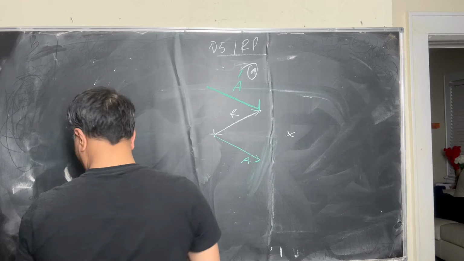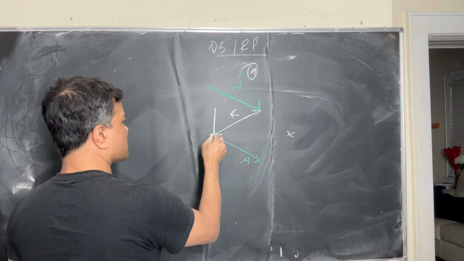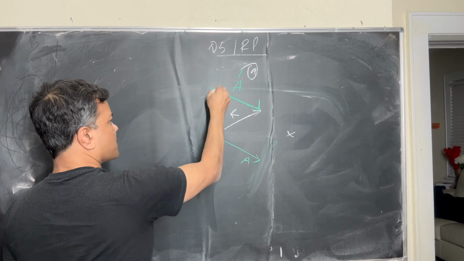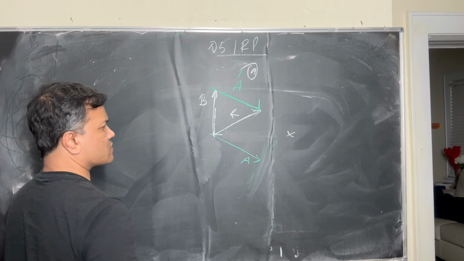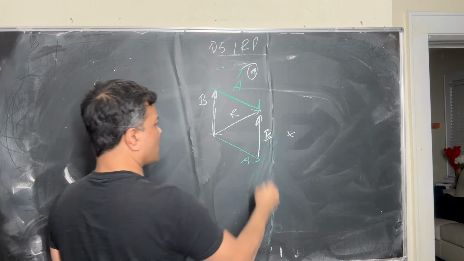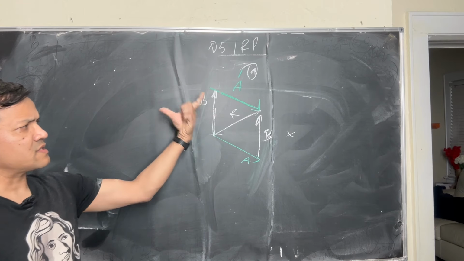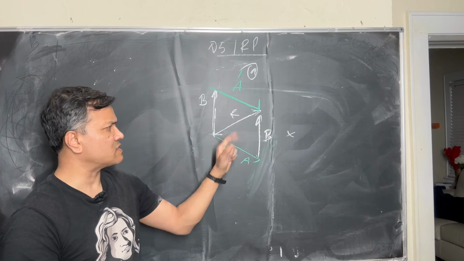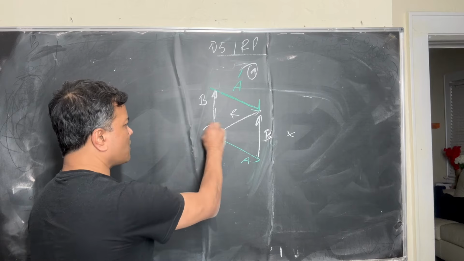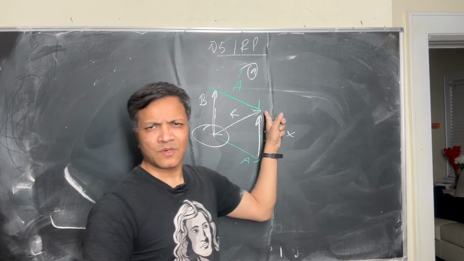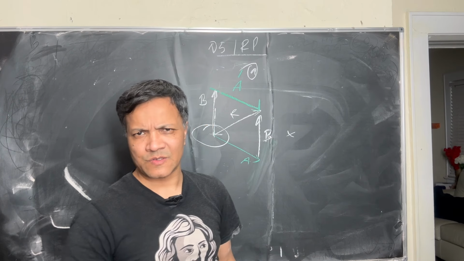Okay, now you can draw B. So to draw B is this one. So this is B now. So now you see that this is a nice parallelogram and this is the resultant. When you see the resultant is tail to head, then you know this is the resultant.